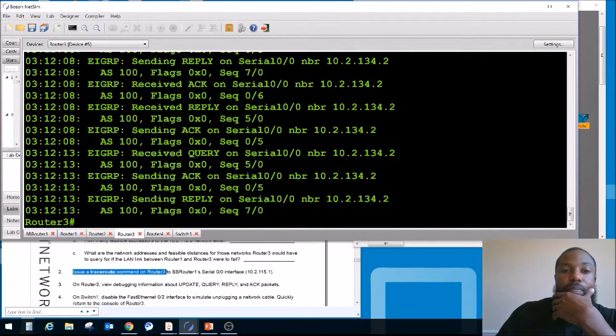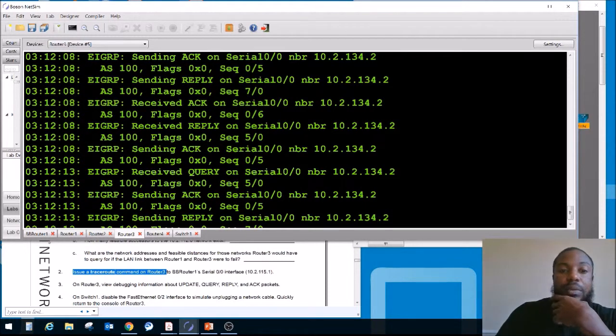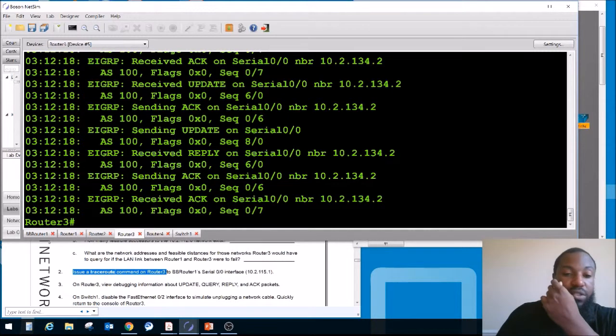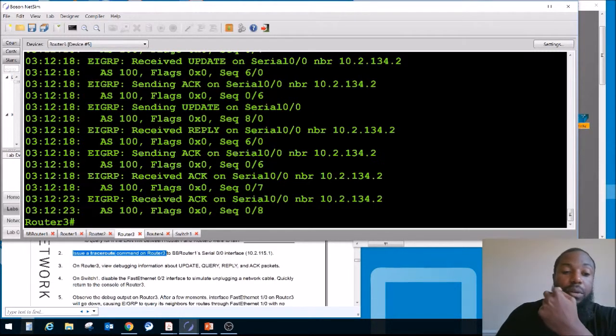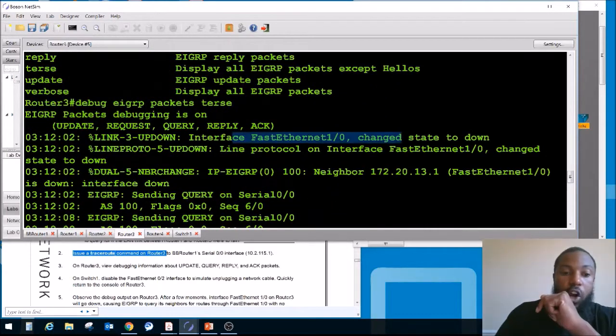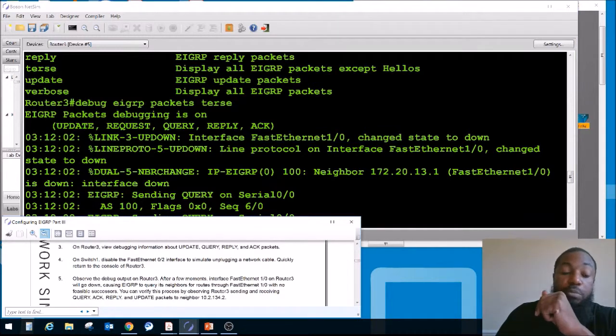interfaces. Some replies, some acknowledgments. Basically, we're trying to recalculate another way to get to the backbone router. Observe the debug output on router 3. We're doing that. After a few moments, interface 10 on router 3 will go down, which it did right over here, causing EIGRP to query its neighbors for routes through FA10 with no feasible successors.